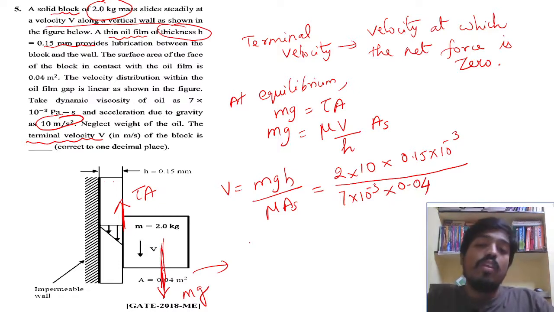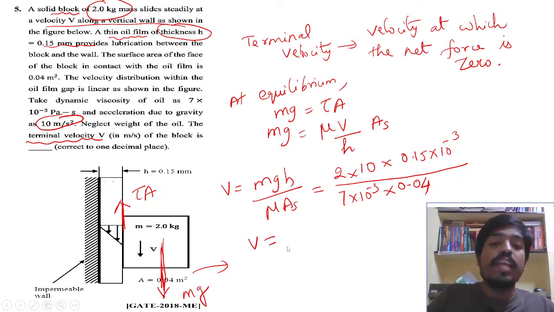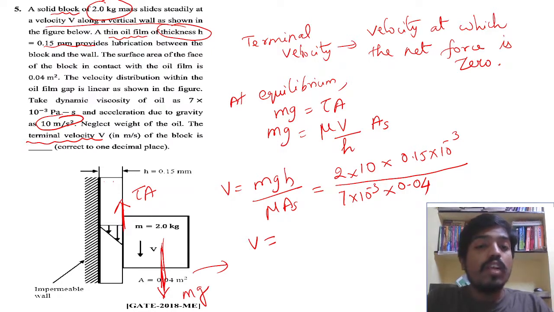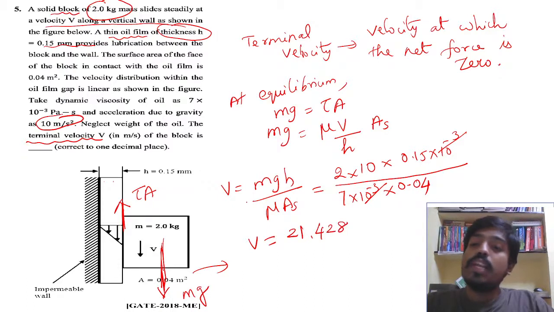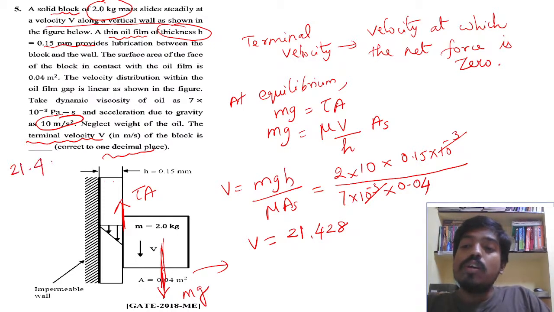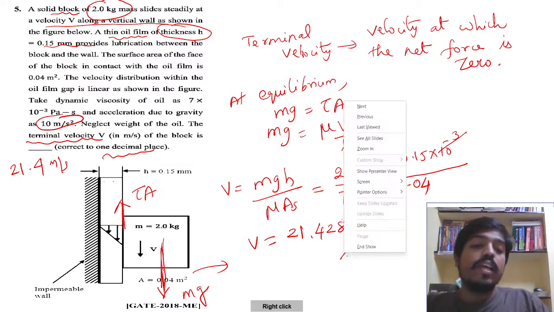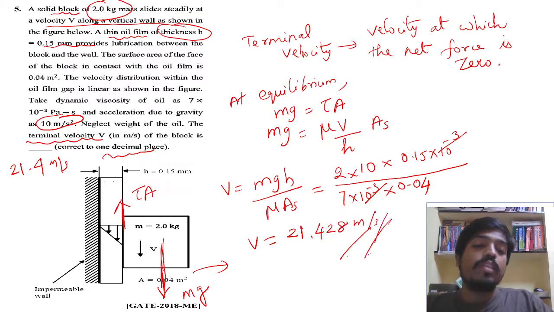0.04. So this velocity, I am using the calculator in my mobile. Enter 0.04, enter 4, enter 0.15. Yes, we got the answer. V is equal to 21.428. Up to 1 decimal only they ask. So the answer is 21.4 meter per second. Correct?